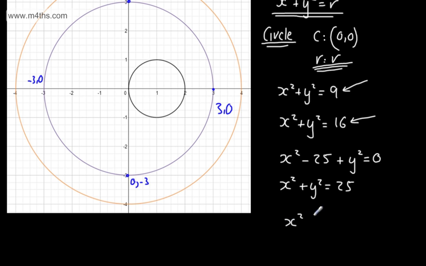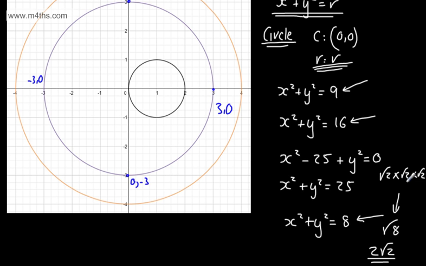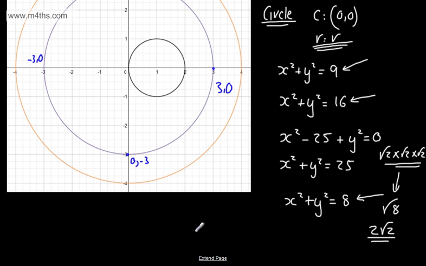If we had x squared plus y squared is equal to 8, the radius would be the square root of 8. If we were asked for this in surd form, it would be 2 root 2. If you've done work on surds, you can see that that will break down to the root of 2 times the root of 2 times the root of 2. Once you've got to this stage, that's a skill that generally you would have.